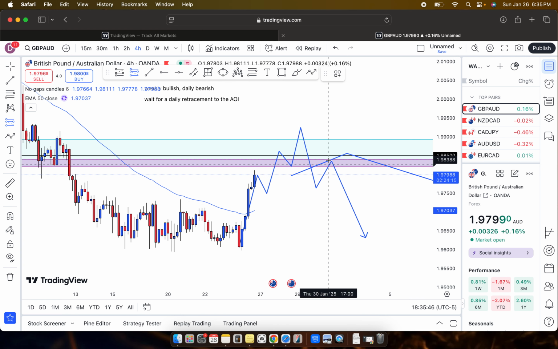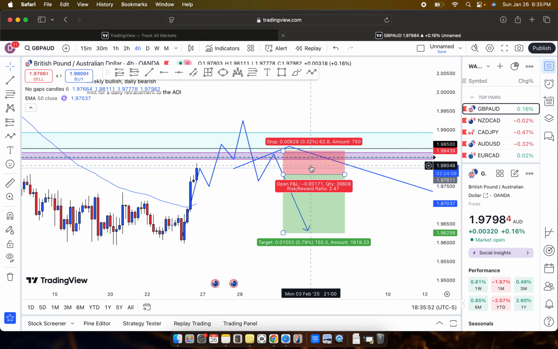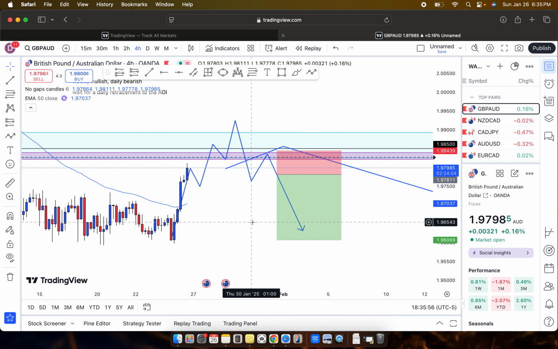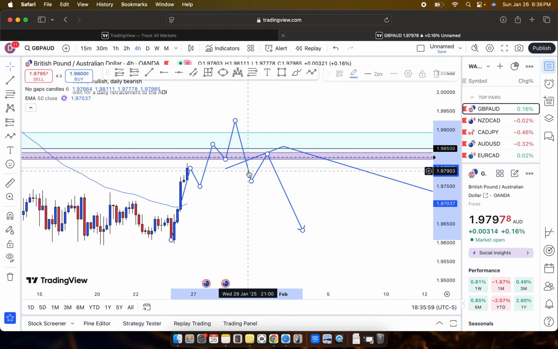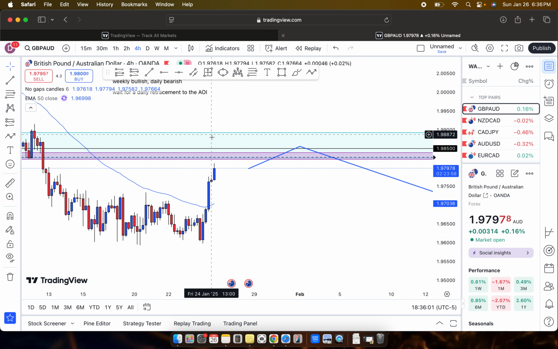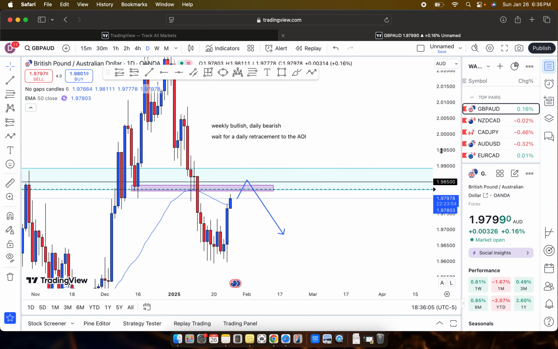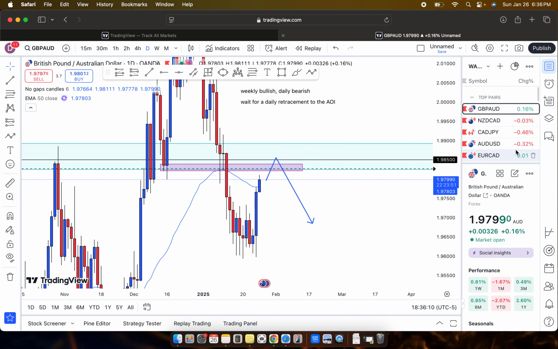sell it at this point, somewhere close to this point, and we'll have to see at that point what our stop loss will be. But it'll be a pretty nice and juicy trade as I anticipate it to be. So that's our GBP AUD. No action yet, gonna wait for a retracement to the area of interest.